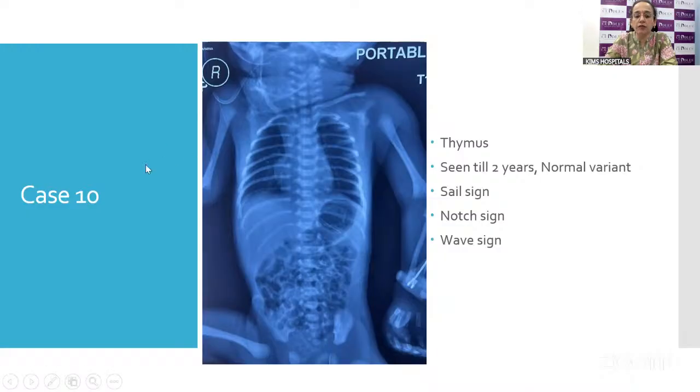So this lifting of the thymus is what is seen as the sail sign. Whenever there is a pneumomediastinum, we can see the sail sign. And normally we describe the thymus as having the notch sign and the wave sign. So these are the common terminologies that we should know whenever we are commenting about the thymus.